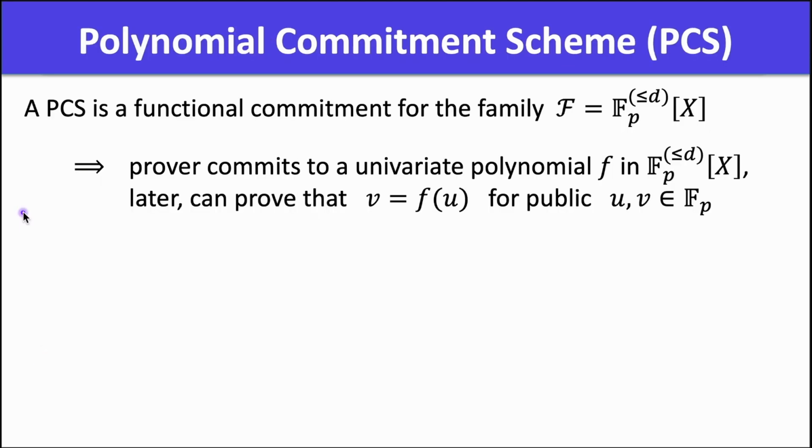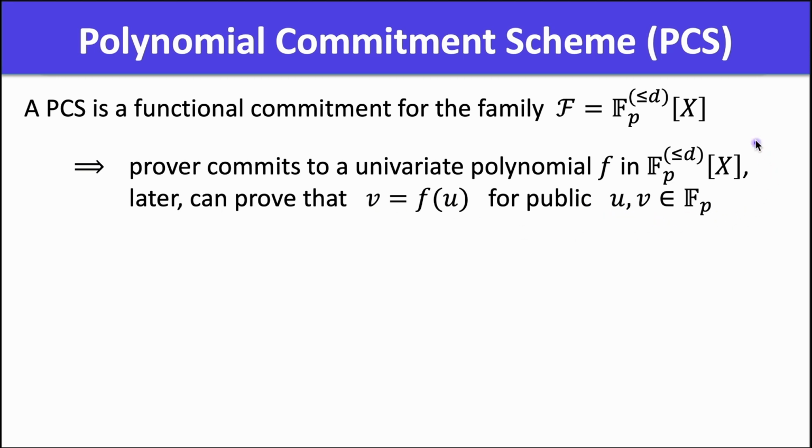Okay, so let's talk about a polynomial commitment scheme. I'm going to abbreviate that as a PCS. And again, just to remind you, a PCS is basically a functional commitment scheme for the function family of univariate polynomials of degree at most d. What this means is, again, the prover will commit to a univariate polynomial of degree at most d. And later, the prover can prove to us that the committed function f at the point u evaluates to v for some public values u and v.